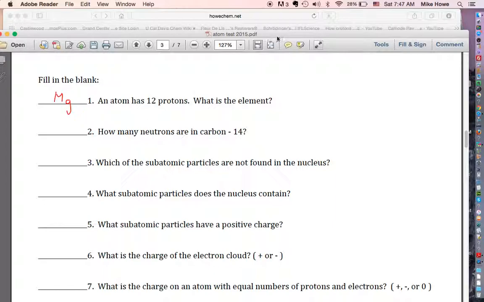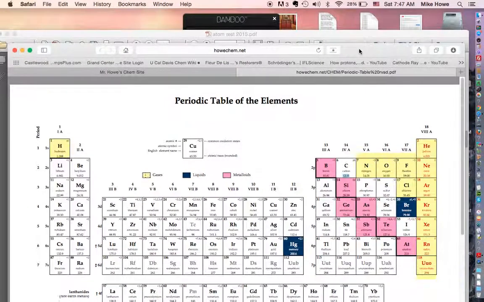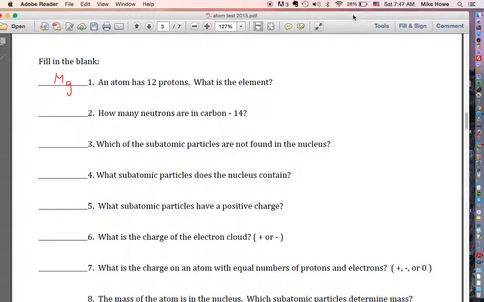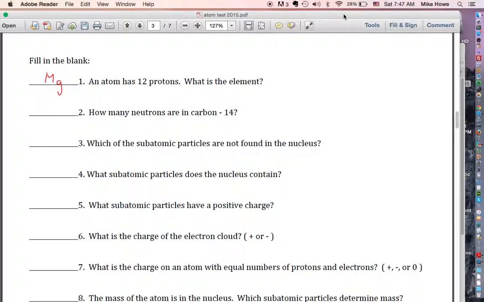How many neutrons are in carbon-14? If you look at carbon, carbon has an atomic number of 6. Please note, pay attention now, that this says 12 for the atomic mass. But remember, these numbers are the average atomic mass. This is specifically referring to carbon-14, so that is the kind of carbon that has a mass of 14.